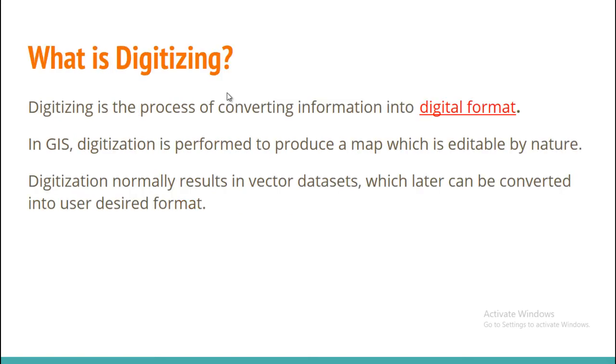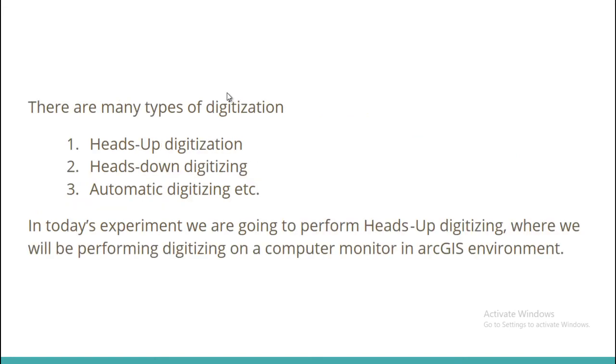Coming to what digitization is. In a general context, digitization is the process of converting information into digital format. In the GIS context, digitization is performed to convert a paper map, that is an analog map, into a digital format, and digitization results in a map which is editable by nature. Digitization normally results in vector datasets, which later can be converted into any format which the user desires.